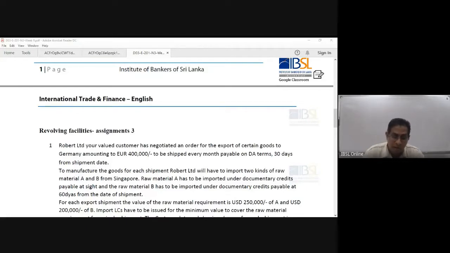Briefly explain the risk involving this transaction for the exporter and the importer. Take it down. Exporter.